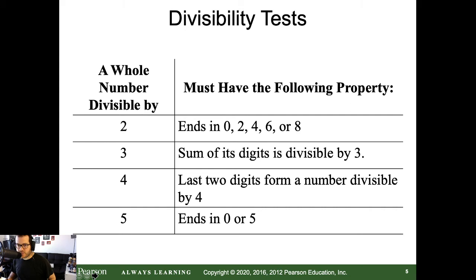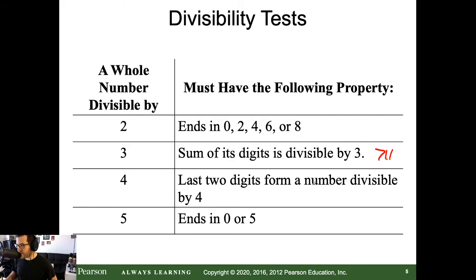Now, these are some divisibility tests. Obviously, you probably won't use these, but we can go over them really quickly. I wish they would have put 6 on here, and I'll show you why in a second. For 2, it has to be an even number, so it's going to end in a 0, 2, 4, 6, or 8. For 3, the sum of its digits must be divisible by 3. So if we're talking about 711, 7 plus 1 is 8 plus 1 is 9. Since 9 is divisible by 3, 711 is also divisible by 3.